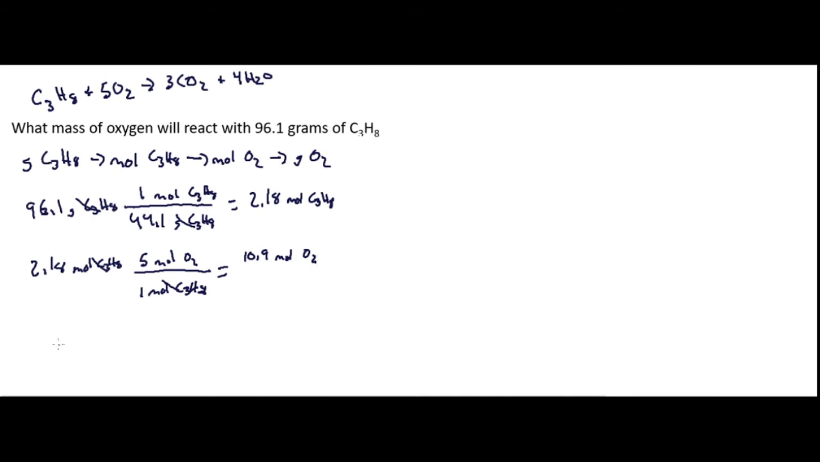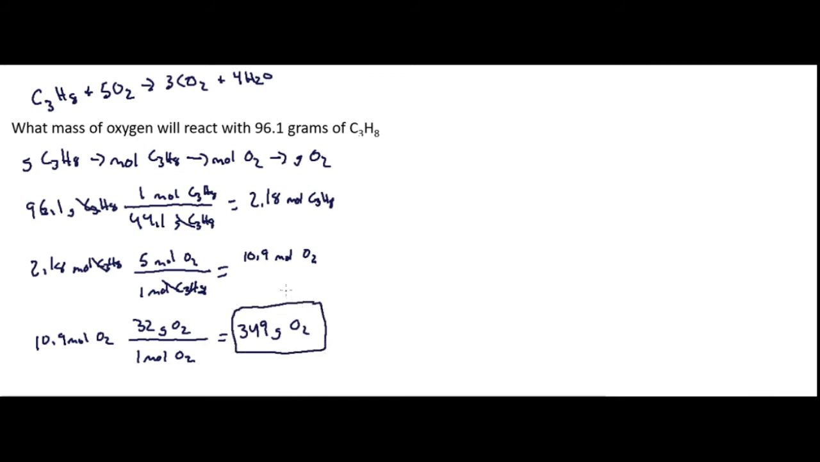Now we can convert the moles of O2 to grams of O2, which is what we're going for. So for every 1 mole of O2, there's 32 grams of O2. And that'll give us 349 grams of O2. And that's what we were trying to solve for.